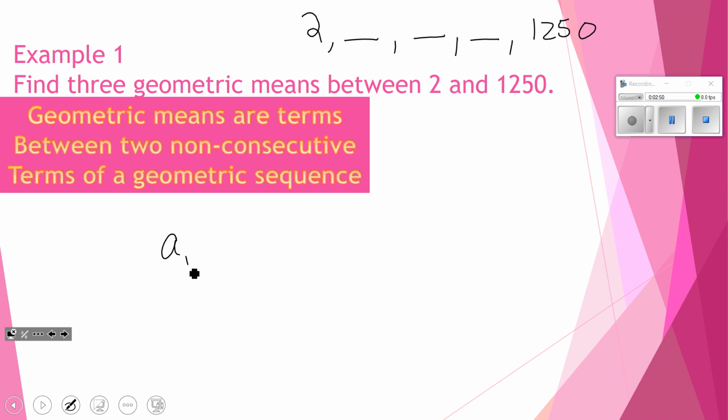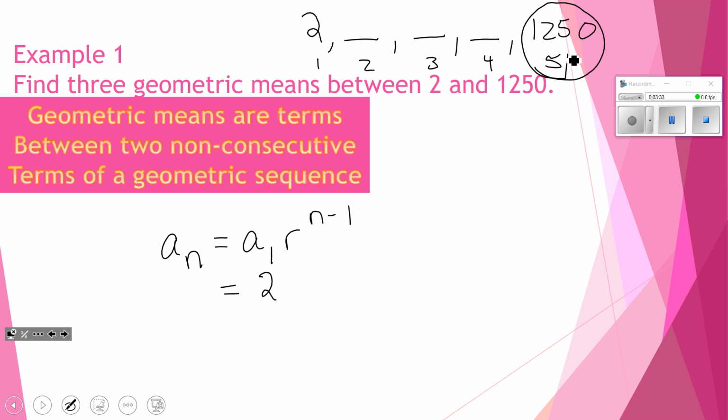So, let's go to our formula. Our formula says a sub n is equal to a sub 1 times r raised to the n minus 1. Let's plug in what we know. What do you think we know? So the first thing I know is my first term is 2. So we know a sub 1 is 2. The only other piece of information I get, 2, 3, 4, 5, is I know that the 5th term is 1250. And I do agree with Landon. He said, well, in this particular sequence, there's only 5 terms. But I'm looking for the middle terms. Okay?